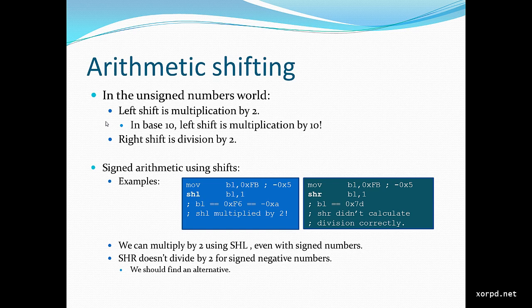Right shift is division by 2. So we can use those shifts to perform arithmetic. We can maybe divide or multiply numbers by 2 or maybe by powers of 2 if we do those shifts many times. So let's look at two examples.